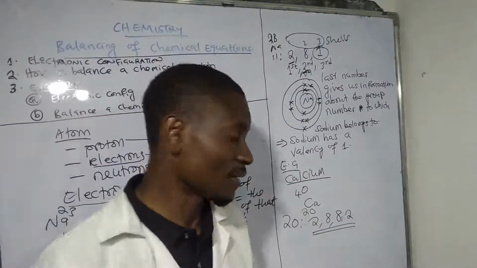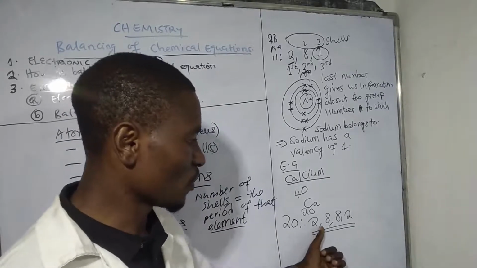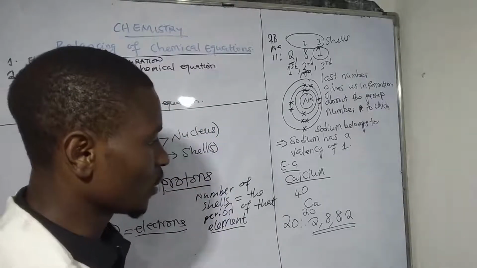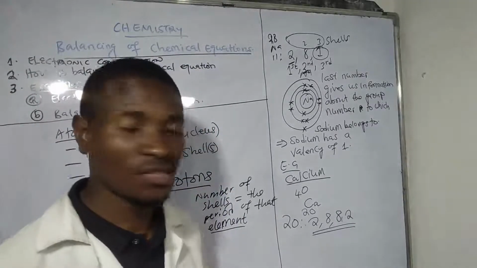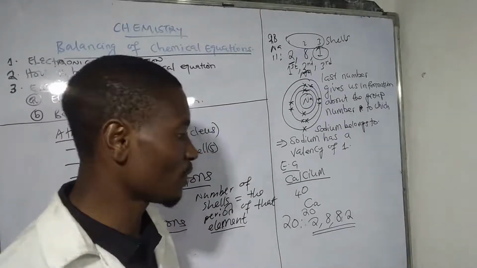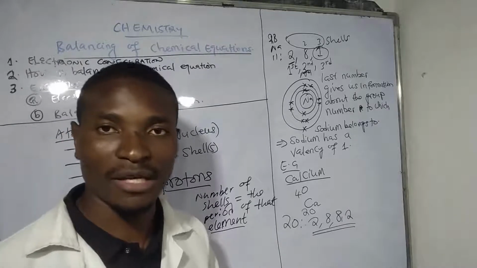Okay, so the number that remains is 2 as the last number. Now you have done the electronic configuration for calcium. So you can keep on practicing and see if you get to understand what we mean by that.